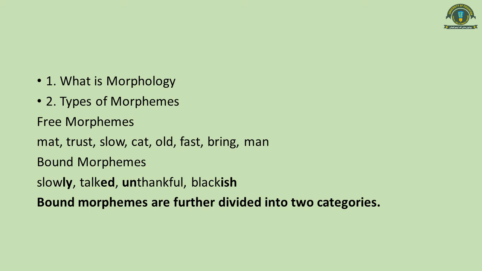So first of all we will see what is morphology. Morphology is another important subdiscipline of linguistics. Morphology studies the structure of words. It specifically examines how words are formed by putting together morphemes. A morpheme is the smallest grammatical and meaningful unit of a language. Different languages have different morphemes and different rules about the formation of words.